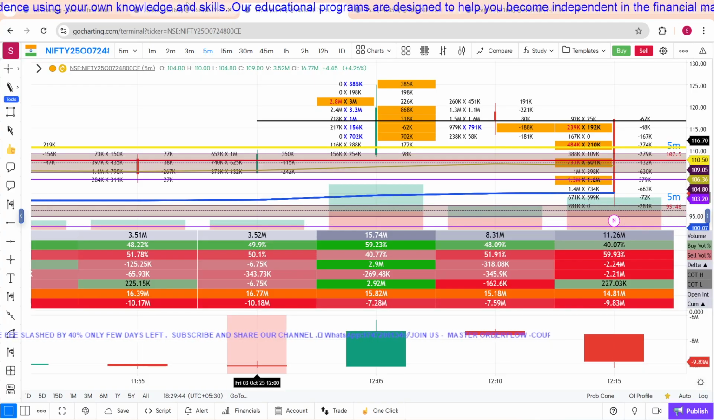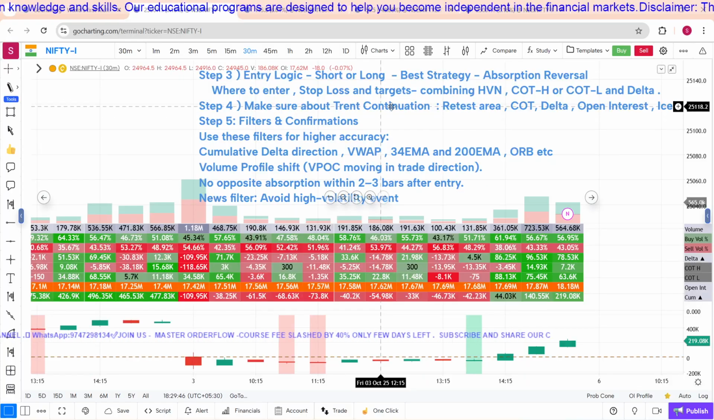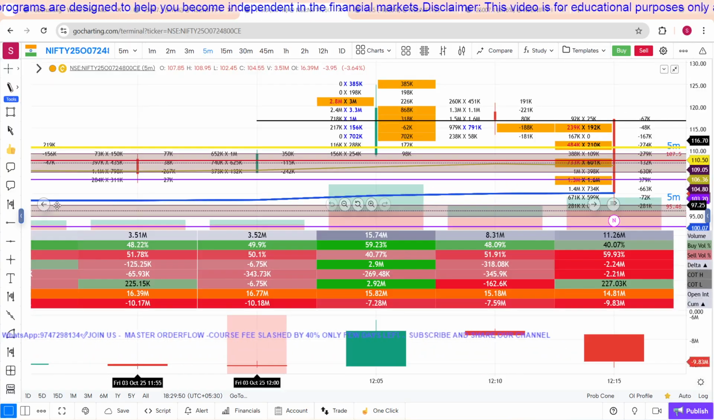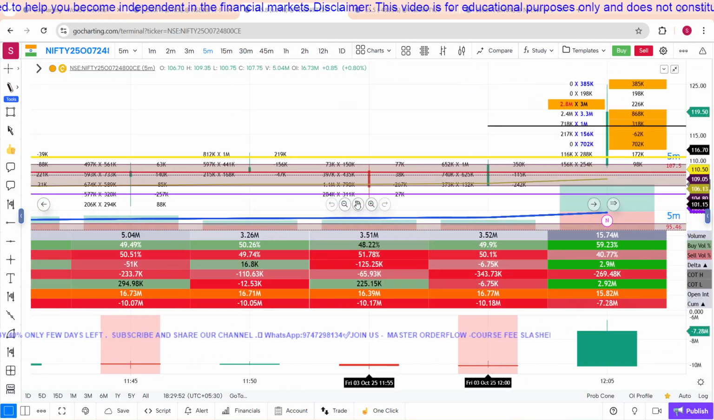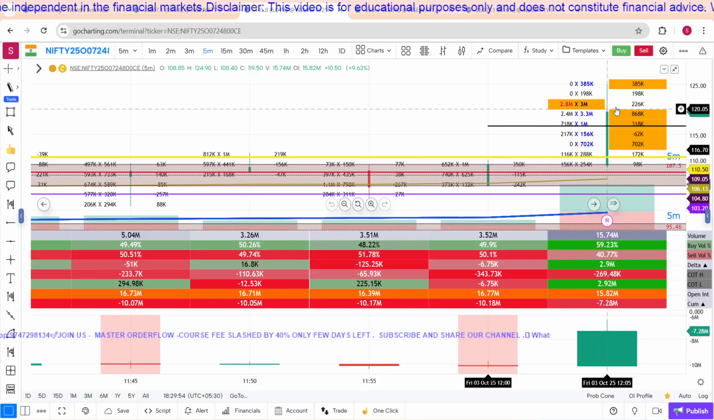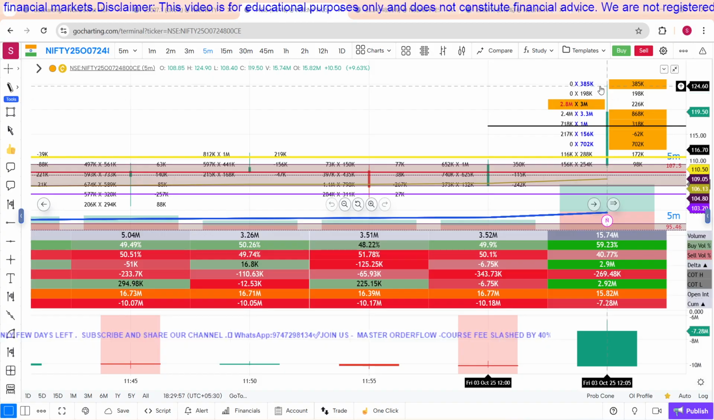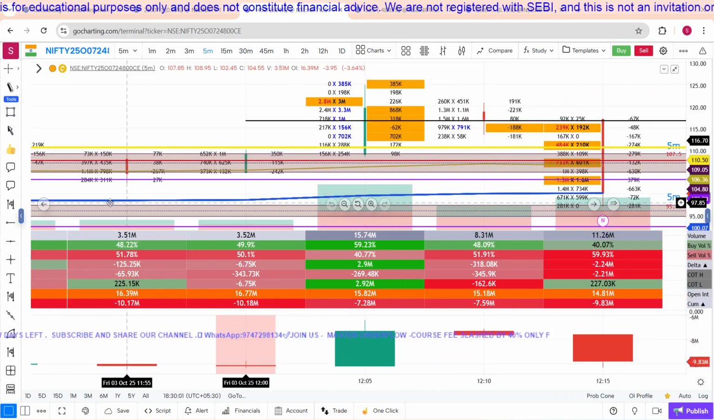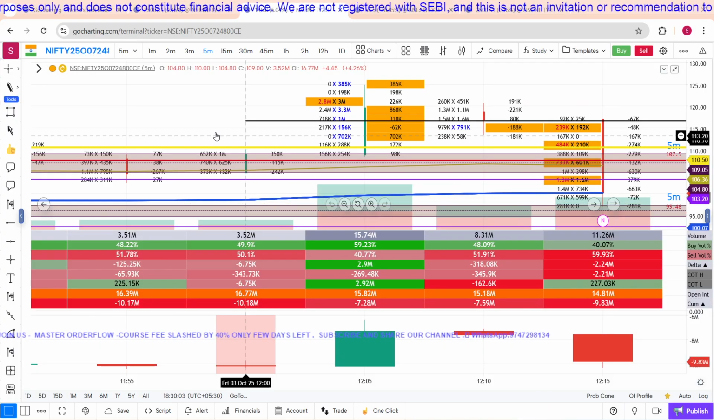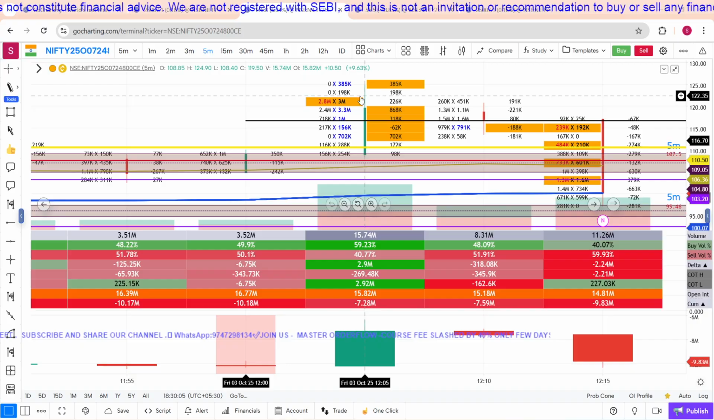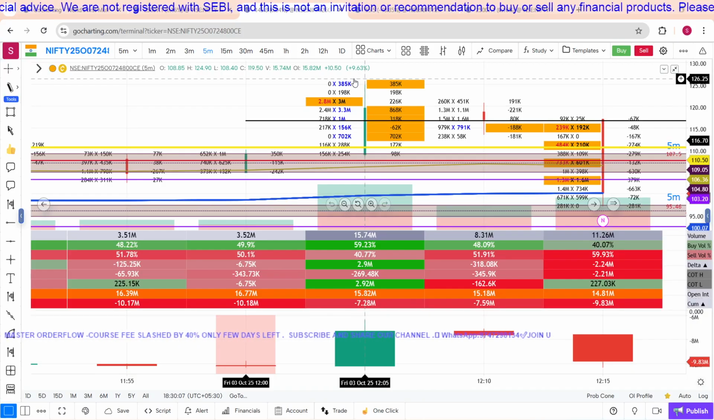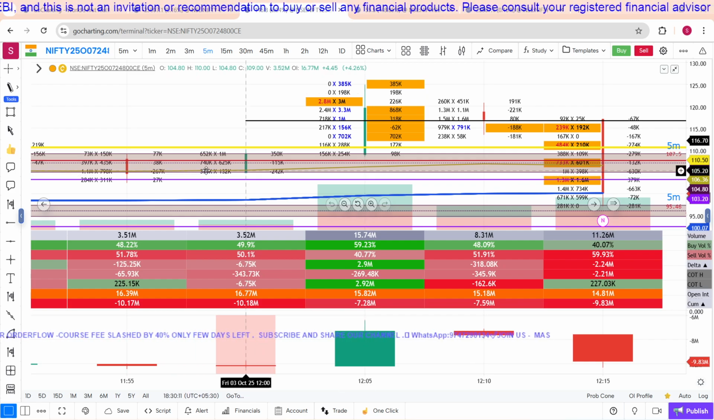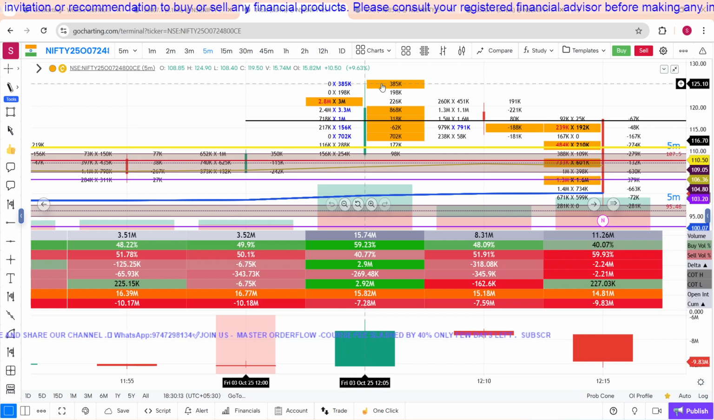That is what I said. Make sure there is a trend continuation. And here, what happened? From here, it moved up to here. And at this point, some selling absorption happened and it declined. So here the trend finished. So we have to make sure trend continuation is there.